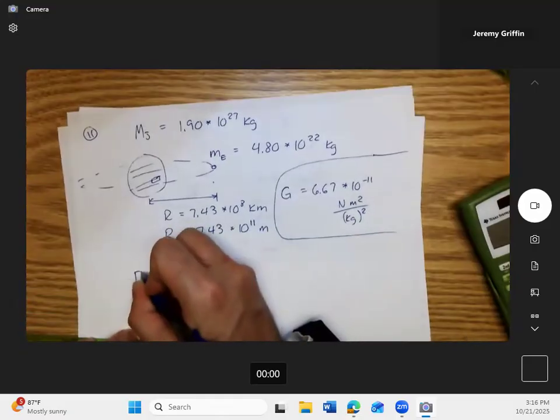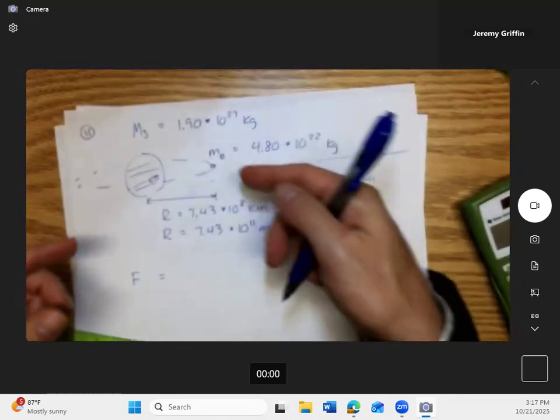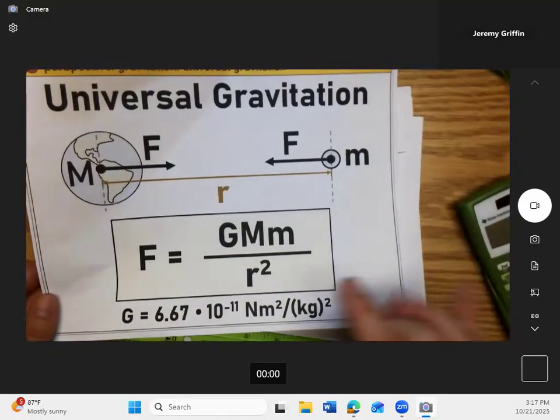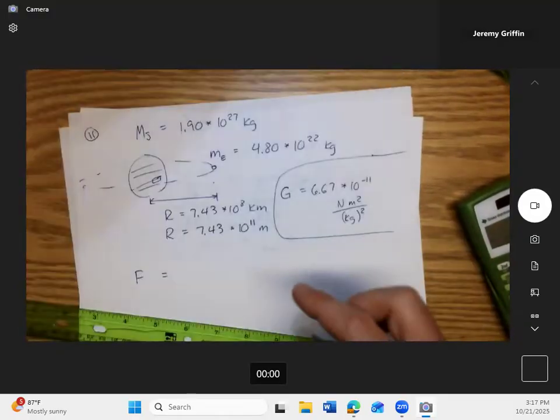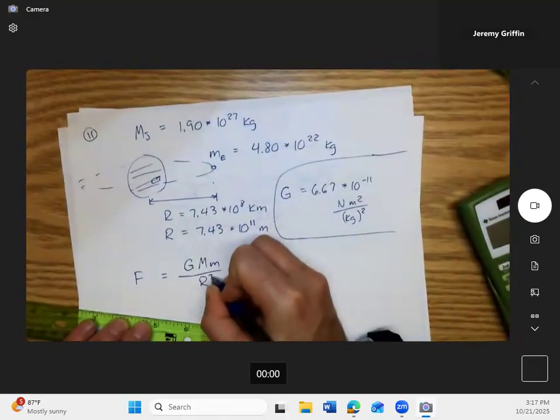So the force between these two. Right, so we got Jupiter and the moon pulling on each other, which of course results in this orbital motion. Do you guys remember that it goes like, did I show this one yet? You guys remember this? Yeah. G M m over R squared. So that's what we did. G M m over R squared. Right.